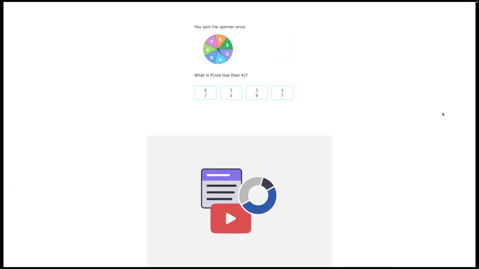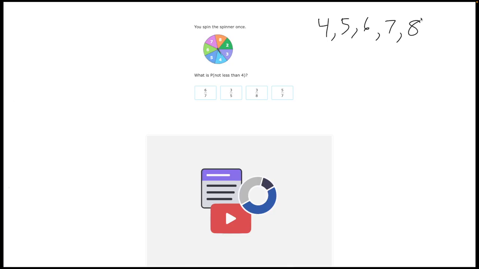Okay, let's take a look at this problem here. What is the probability that you get a number that is not less than 4? This is kind of confusing wording, which is why I wanted to take a look at it. Well, what numbers are not less than 4? That would include 4, because 4 is not less than 4. So again, we're listing what numbers are not smaller than 4. That would be 4, 5, 6, 7, and 8.